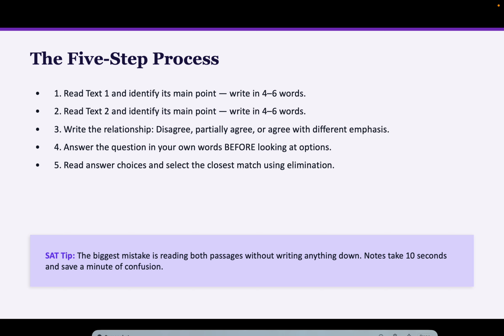And finally, you want to read the answer choices, of course, and you want to find the closest match using process of elimination. So just see which ones actually present the arguments correctly, which ones have the correct relationship, and so on. A lot of the times, your answer choices will be primarily based on passage two. It's a pretty common case.